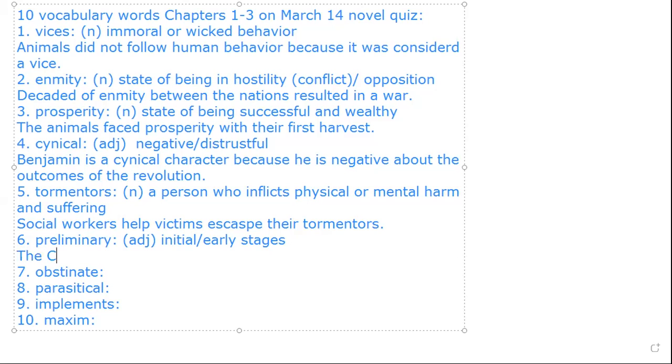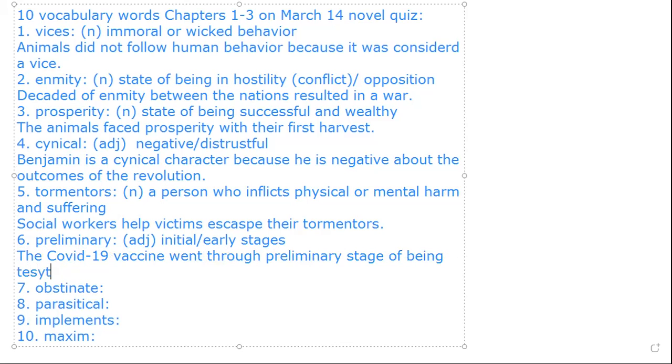Okay, the COVID-19 vaccine went through a preliminary, which is an early stage, a beginning stage, a preliminary stage of being tested, before it was administered to people. So before they give it to people, it had to go through an early phase of testing.